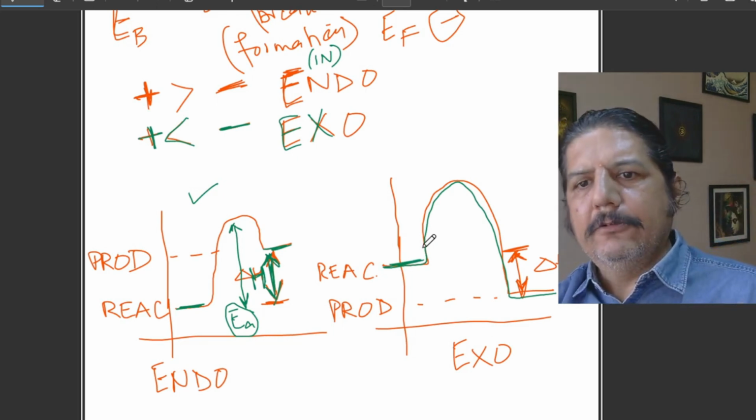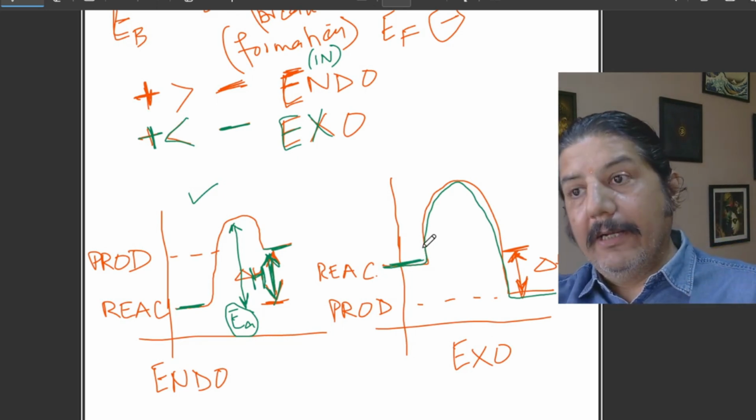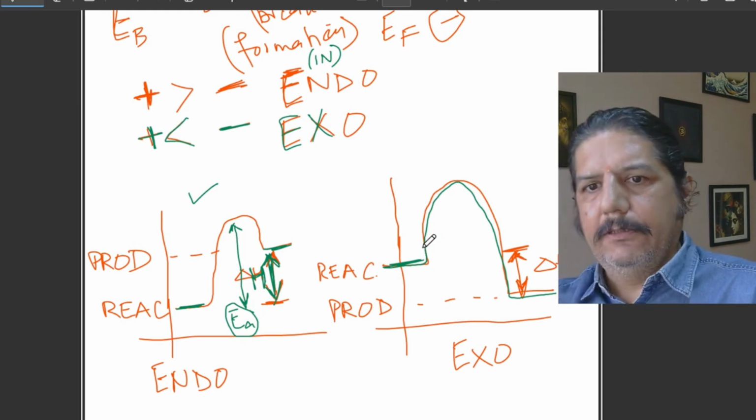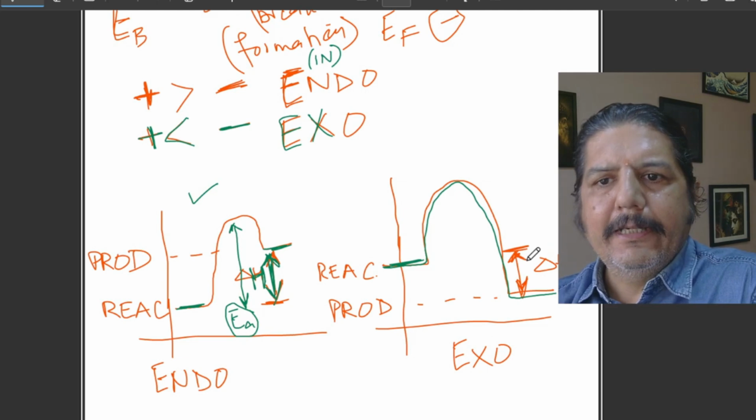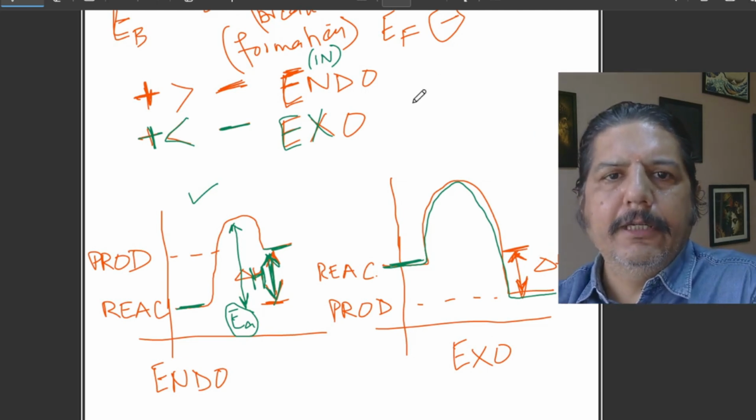Another way of looking at it is that the energy of the products would be less than the energy of the reactants, the bond energy of the reactants. And here the delta H would be negative.